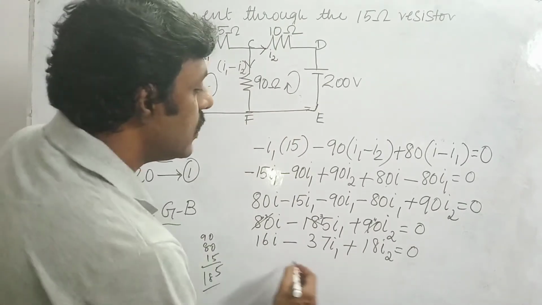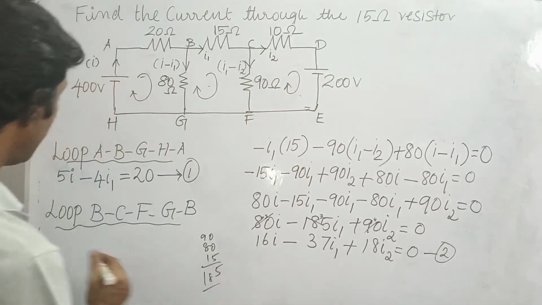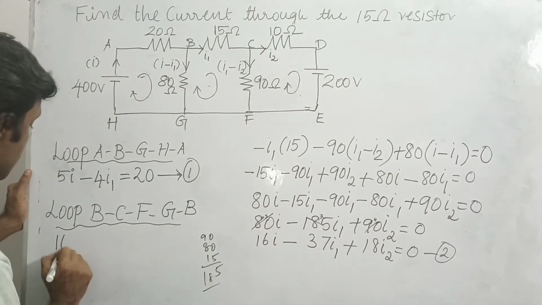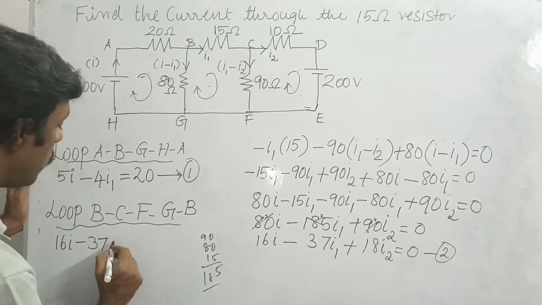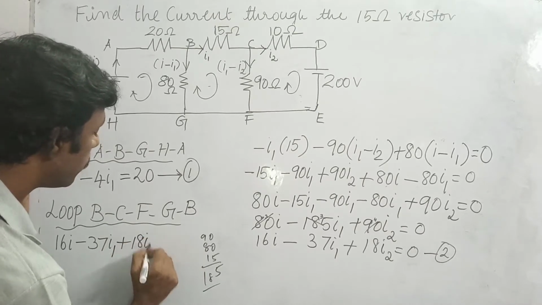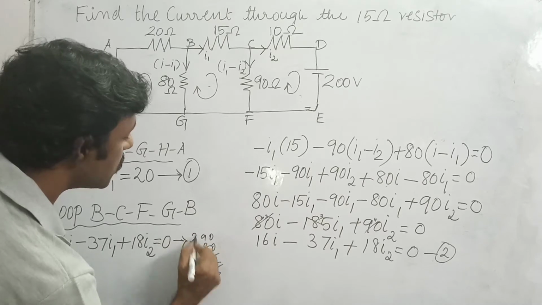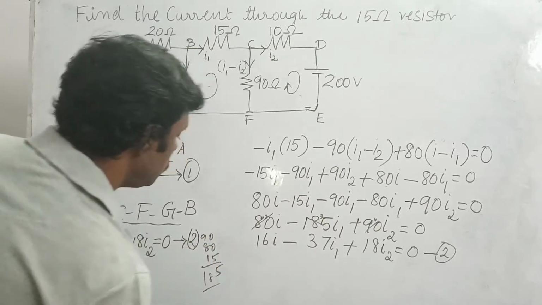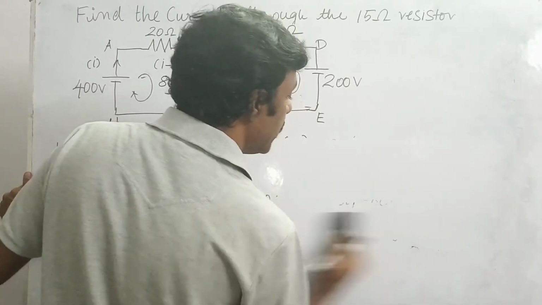So this is the required expression, equation number 2. I am recording this equation over here. It will be 16I minus 37I1 plus 18I2 equal to 0, which will be my equation 2. So I am erasing this calculation part.